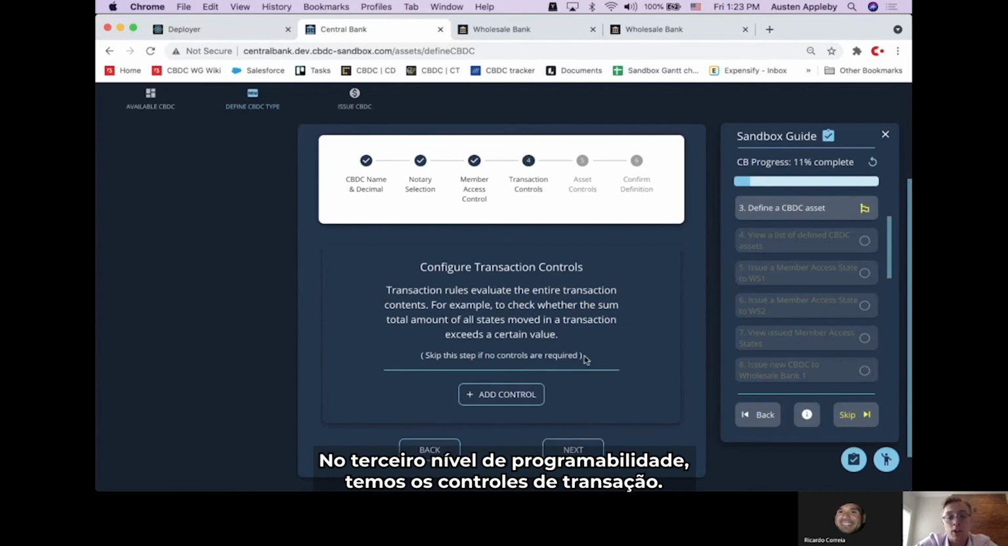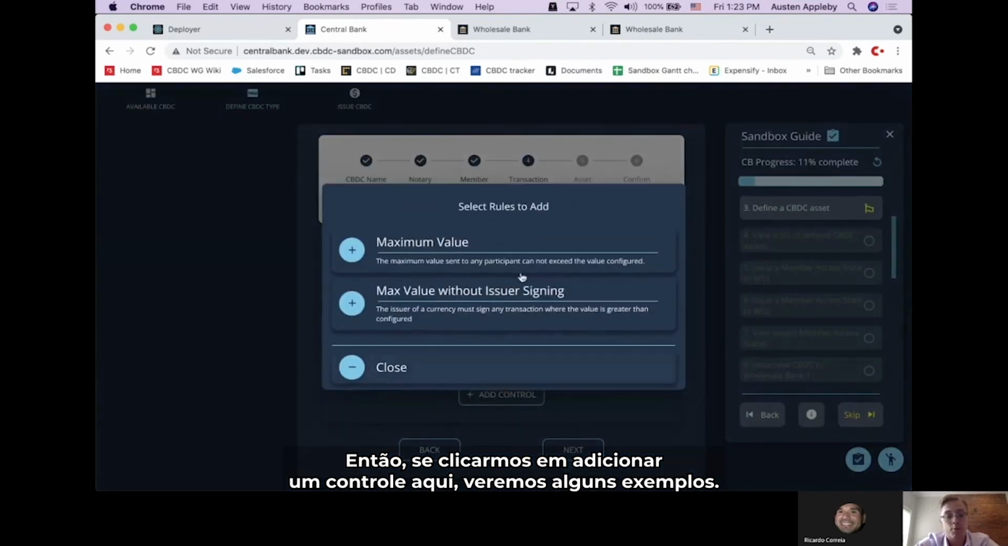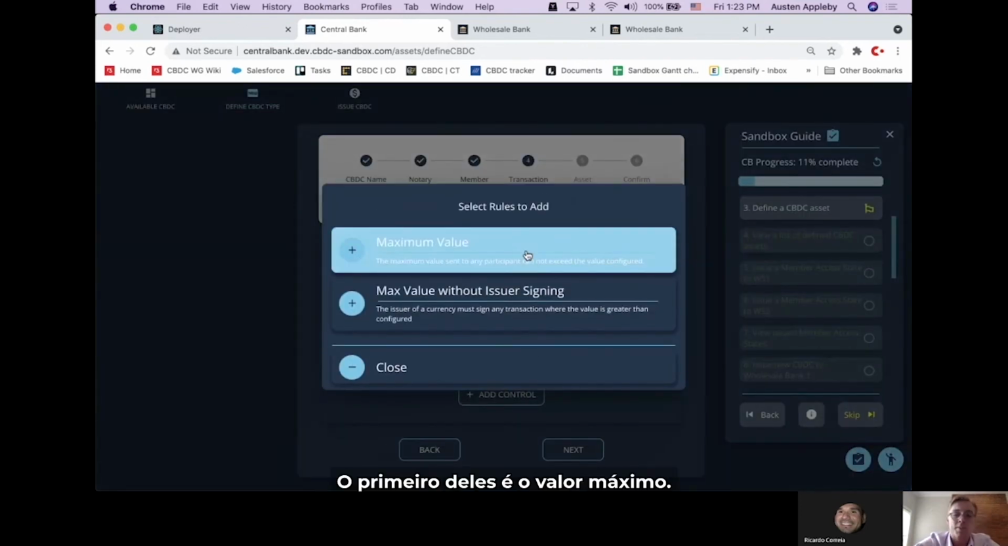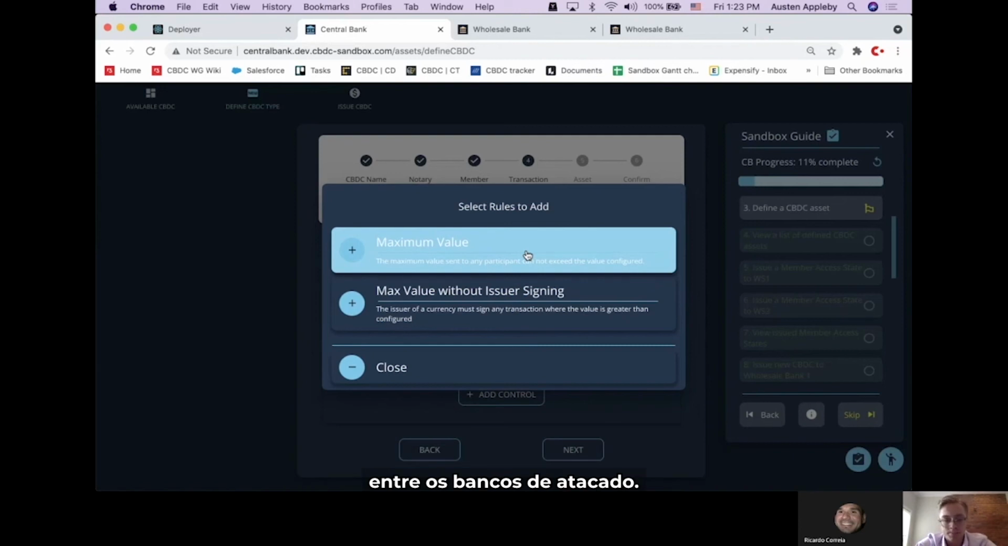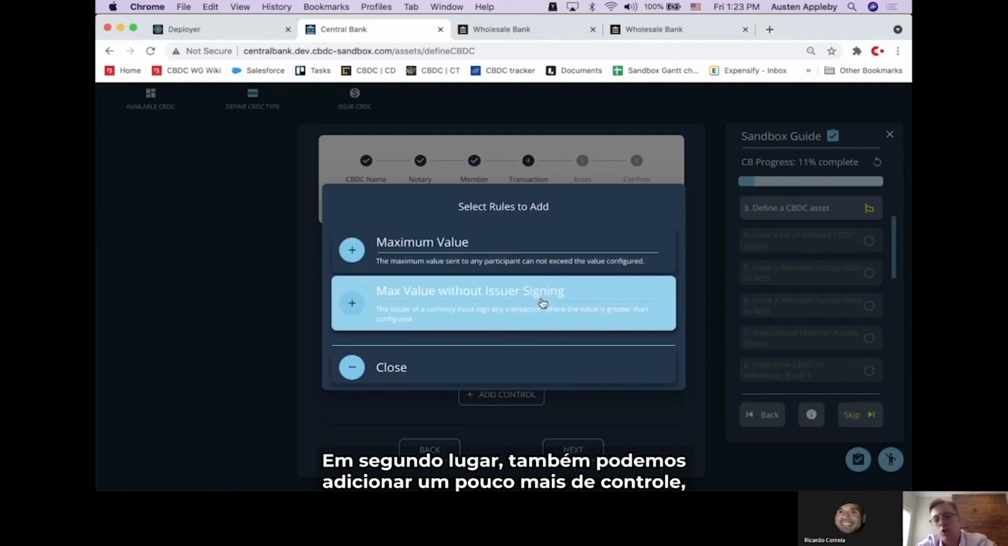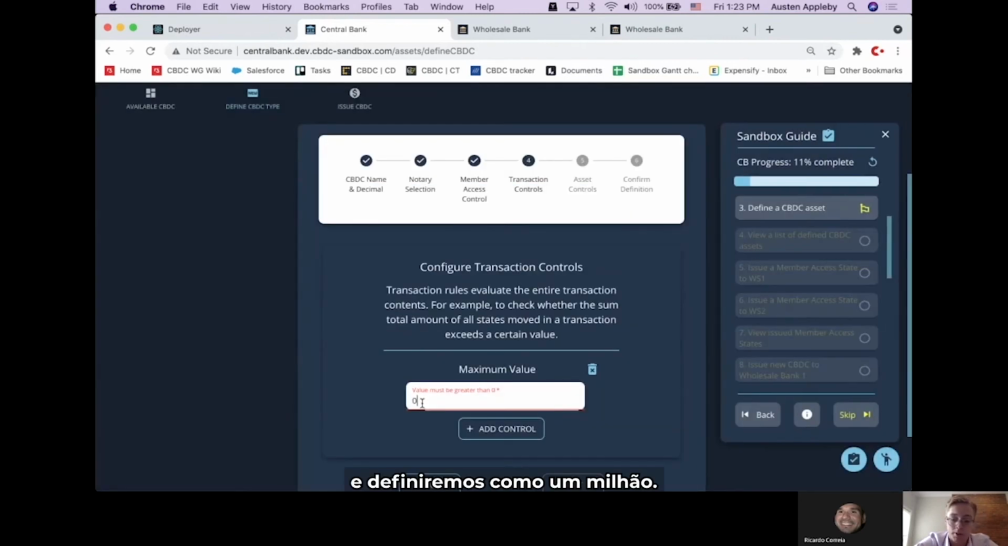Next, to our third level of programmability, we have transaction controls. So if we click on add a control here, we'll see some examples. The first of which is maximum value. Again, the issuer can select a value in which no transactions can go above between wholesale banks. Secondly, we can also add a little bit more control for the central bank and set a maximum value without the issuer signing. For the purpose of the demo, we're going to go with maximum value and we'll set it to 1 million.